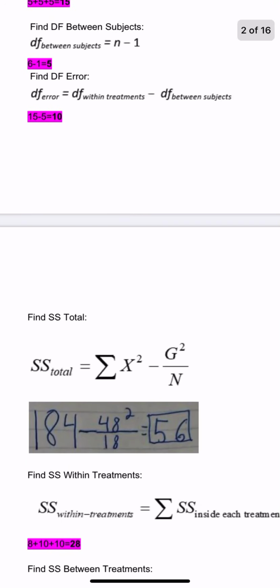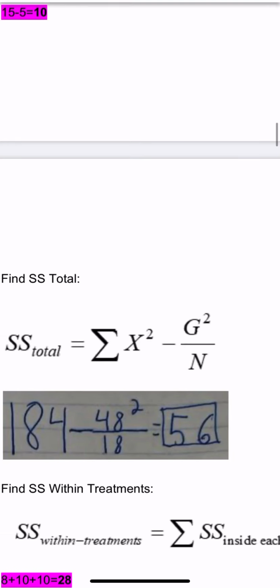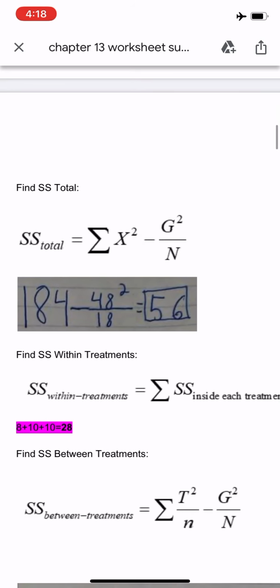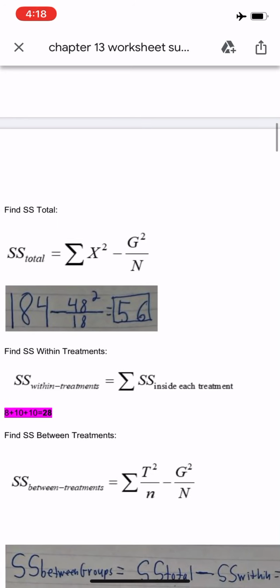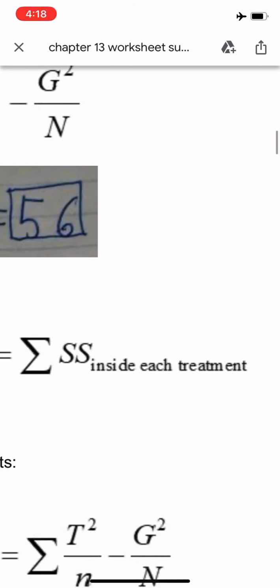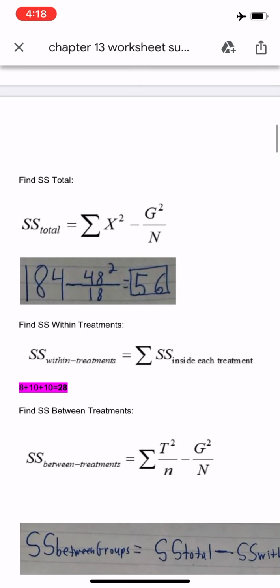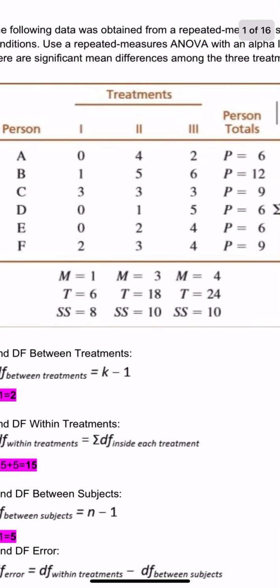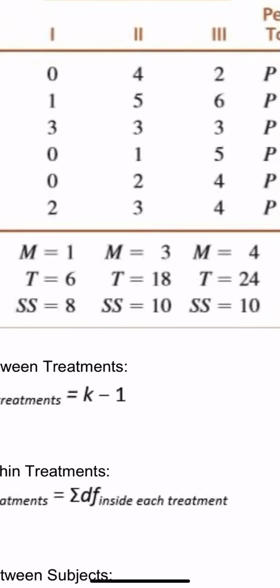Then find SS total. So all you do is you plug in the sum of x squared and you subtract G squared divided by big N and you get 56, right? It's very similar to the sum of squares formula that we've used in the past. All right, sum of squares within treatments is simply the sum of the SS inside each treatment. So that's 8 plus 10 plus 28. And how do we get that? Well, we're given that right here, right? We're given all 3 sum of squares right here.